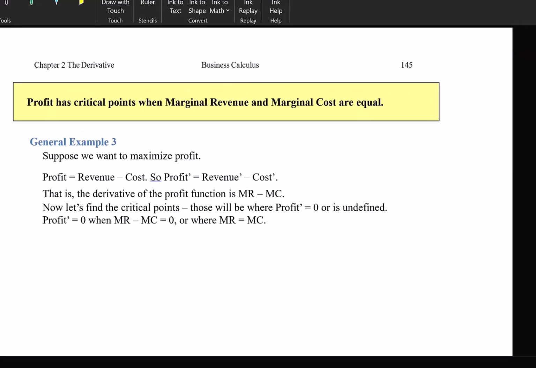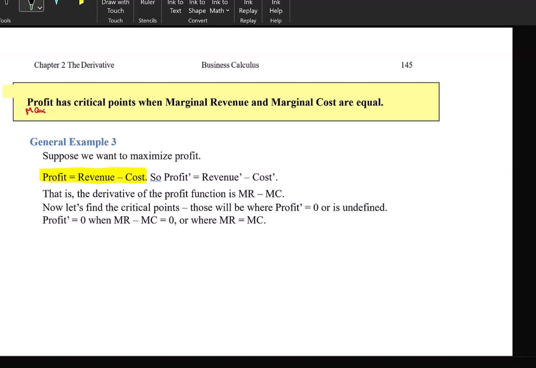The next thing we're going to go over is that profit has critical points when marginal revenue equals marginal cost, which is important for us to know because what are we always trying to do in business? Maximize profit. The profit is going to equal the revenue minus the cost. And whenever I want to maximize or minimize something, what do I have to do? I have to take the derivative and set it equal to 0.